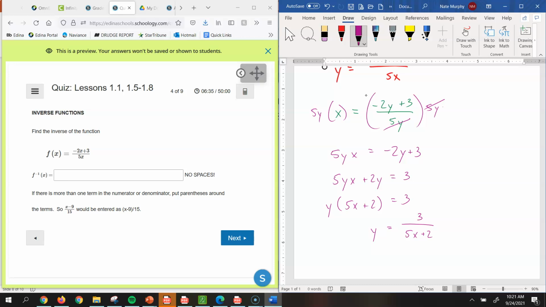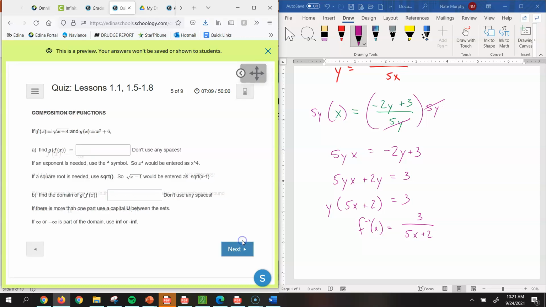And technically, if this were a test question, I'd want to replace this y with the inverse of f. So that would be my answer. So on the Schoology quiz here, we would type this in as 3 divided by, and then that entire piece is in the denominator, so I want to put that in parentheses, just like these instructions down here say. So we'd have 5x plus 2 in parentheses there. Now I did go through and check these by every person, so if you did make a mistake, like maybe forgetting a parenthesis on the end, or if you put a space in there where you weren't supposed to have one, I went back and gave you full credit.